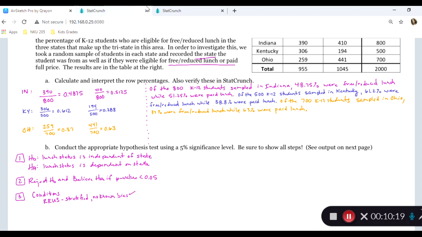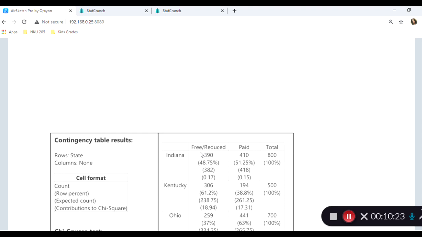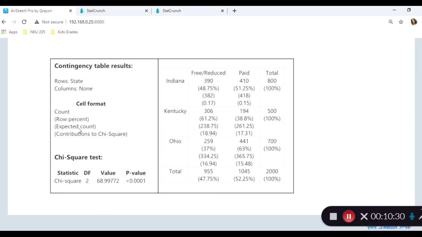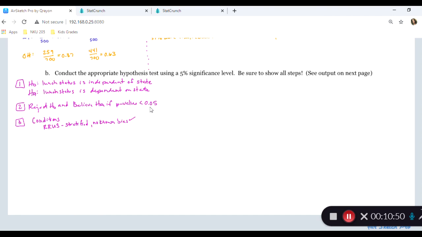My other condition is that all my expected counts are at least 5. So if I go look at my output that's in your notes, and also what I just created here in StatCrunch, one of the values that I got was the expected count. That's going to be the third number in each of my cells. So the 382, the 418, all of these numbers are going to be the ones that I write down for my expected counts. So just writing those numbers down: we had 382, 418, 238.75, 261.25, 334.25, and 365.75. All of those are at least 5.